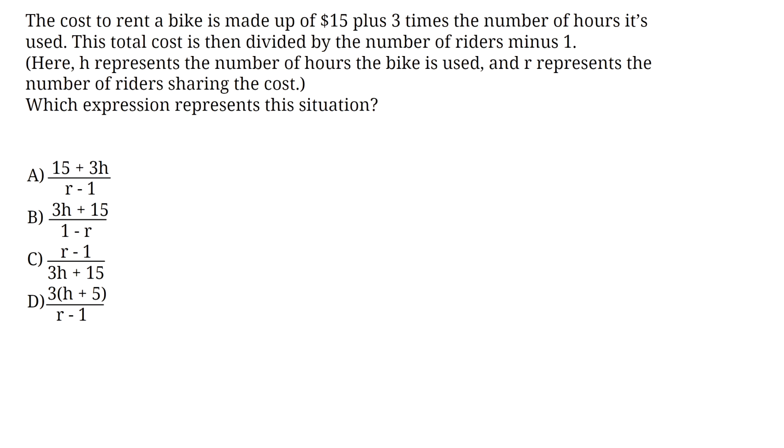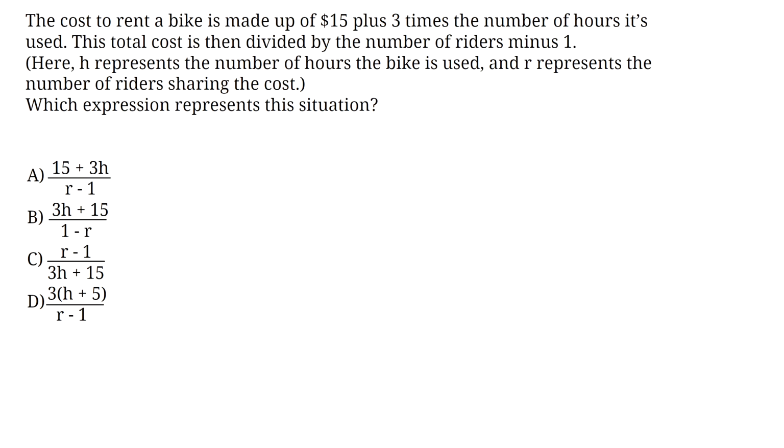The cost to rent a bike is made up of $15 plus 3 times the number of hours it's used. This total cost is then divided by the number of riders minus 1. Here, H represents the number of hours the bike is used, and R represents the number of riders sharing the cost. Which expression represents this situation?